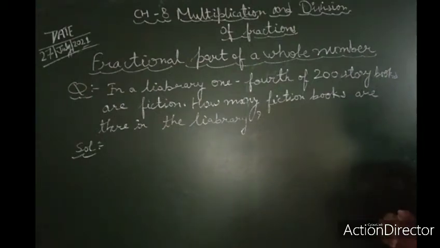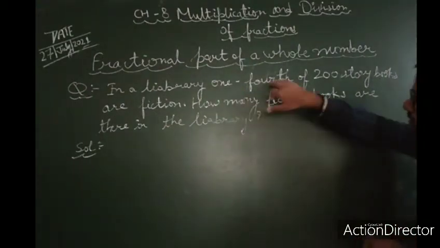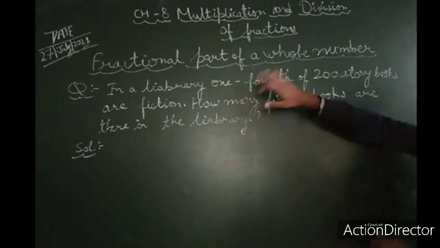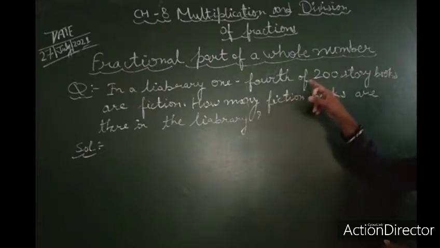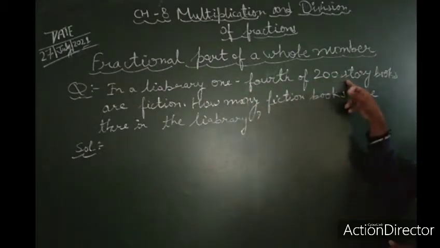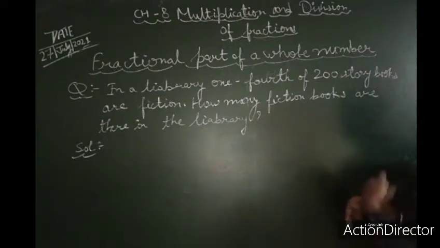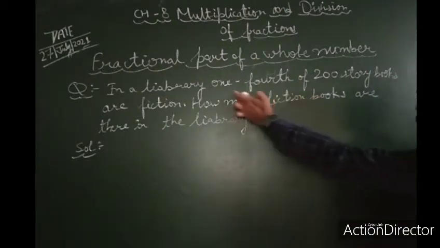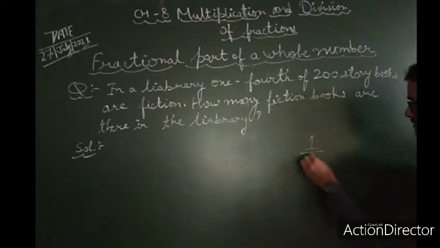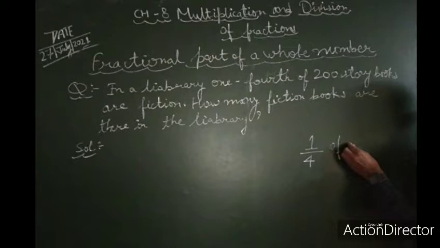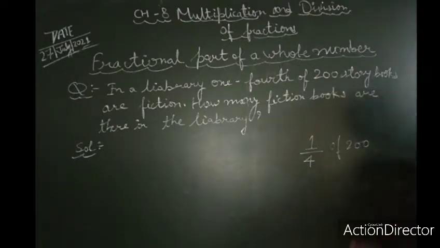So dear students, here this is 1/4, right? Here we write 1/4, meaning 1 upon 4 of 200 storybooks. So you all know that 1/4 of 200 is like the previous questions which we solved earlier also. So here we write like this, 1/4 of 200. So we write 1 upon 4, "of" replaced by the multiplication symbol, and write 200 here.